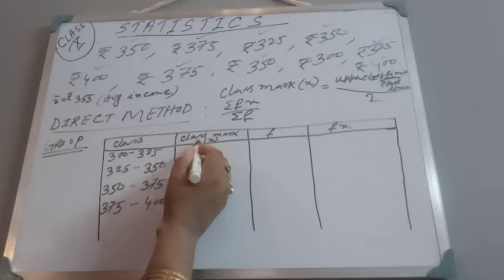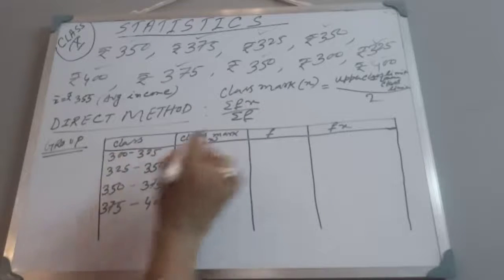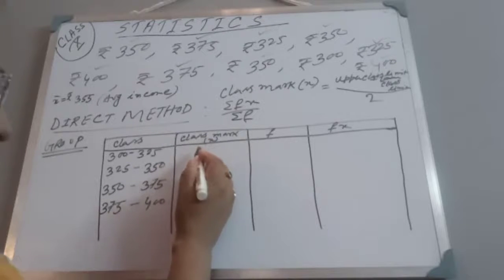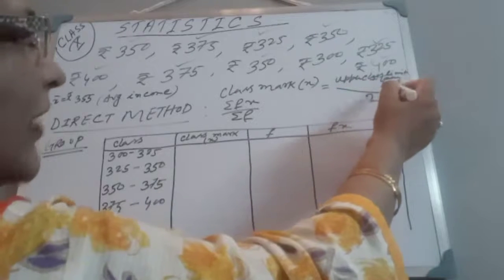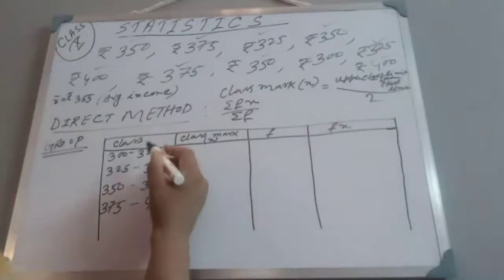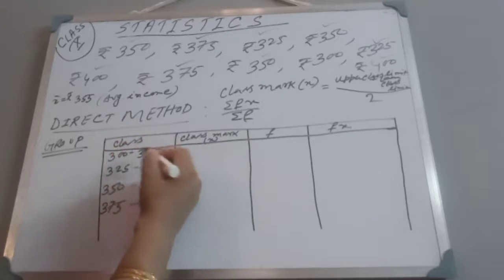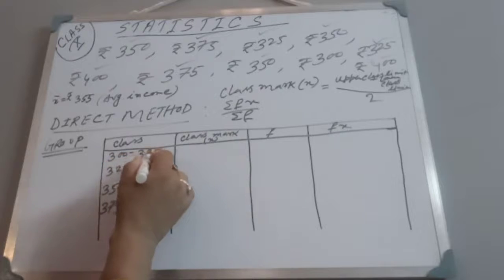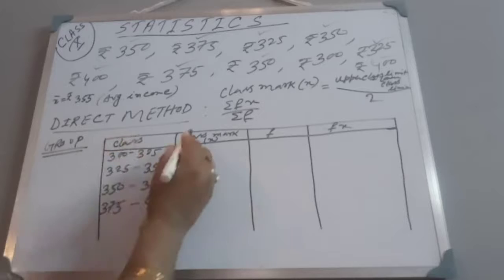Now how to find the class mark? We cannot directly use this group in the formula, as we have to find the value of x, which is the class mark. The class mark is the upper class limit plus the lower class limit, divided by 2. Here the upper class limit is 325, so 325 plus 300 is 625, divided by 2.